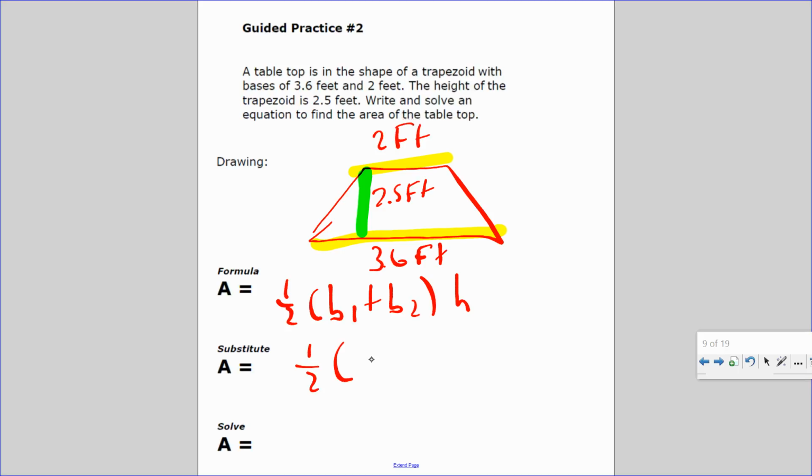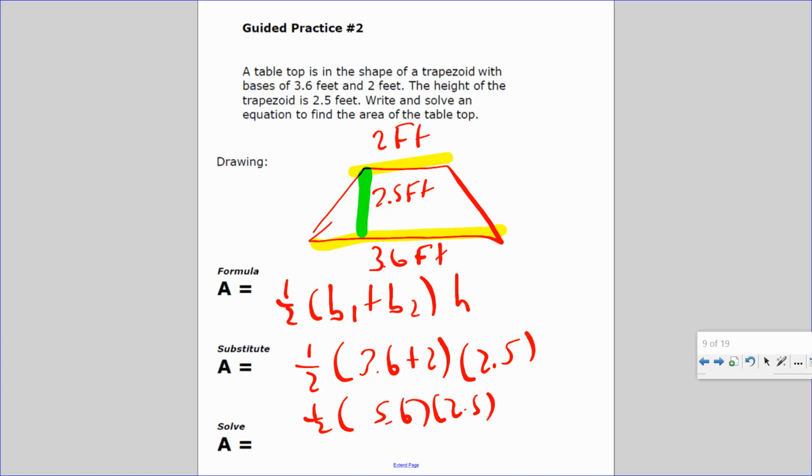So if you add up the two bases, 3 6/10 plus 2, times the height of 2 5/10. So what's 3 6/10 plus 2? 5 6/10 times 2.5. Ooh, we need to multiply this. I'm going to do it right here on the side. 5 6/10 times 2 5/10.